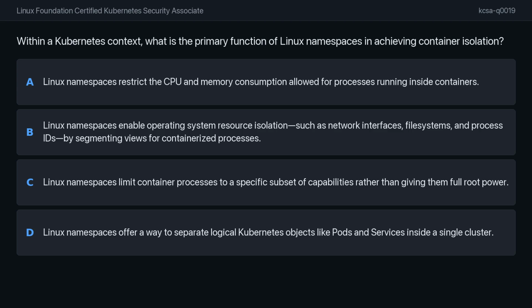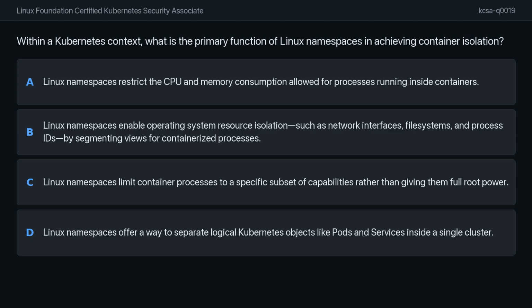views for containerized processes. Option C, Linux namespaces limit container processes to a specific subset of capabilities rather than giving them full root power. Option D, Linux namespaces offer a way to separate logical Kubernetes objects like pods and services inside a single cluster. This question explores how underlying Linux kernel features support the containerization model.